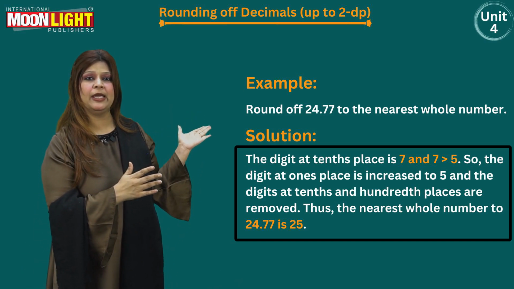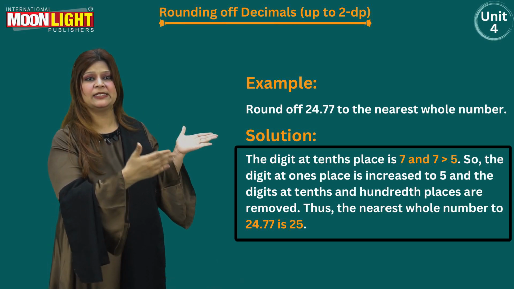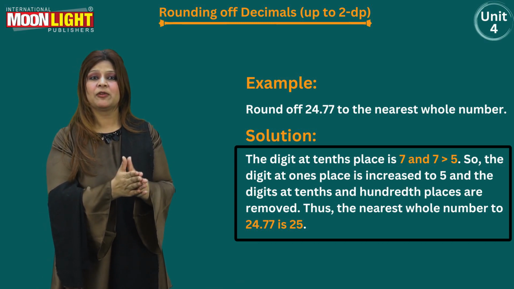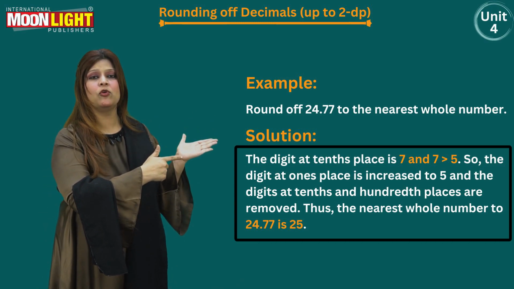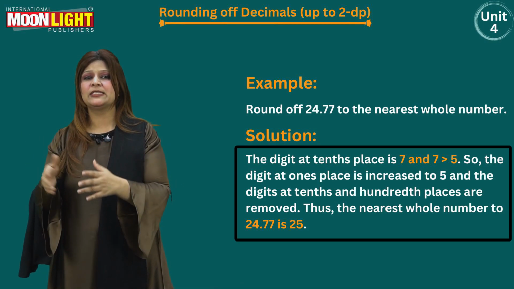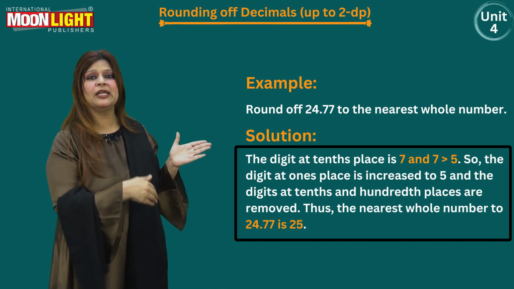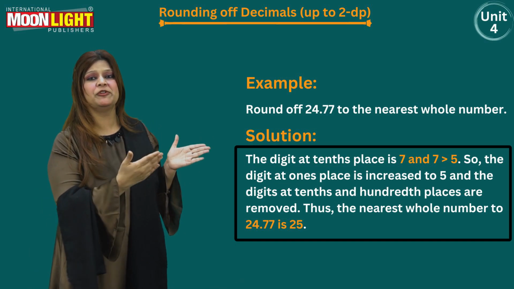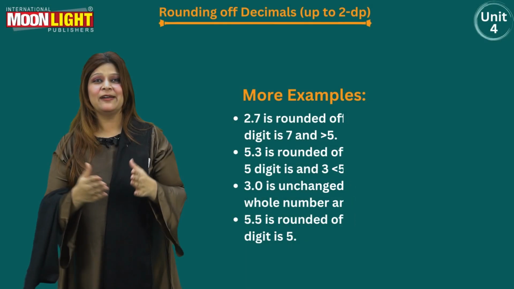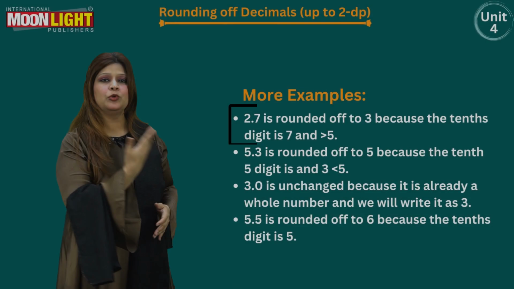Right now here you can check, the digit at 1's place is increased to 5. So what to do? We are going to add 1 to the number 4 and this will be 5. And the digits at tenths and hundredths places are removed, as well as the decimal point. Thus the nearest whole number to 24.77 is 25.